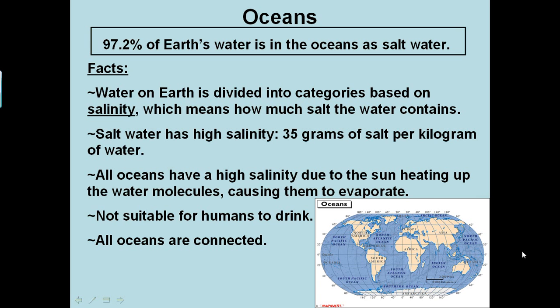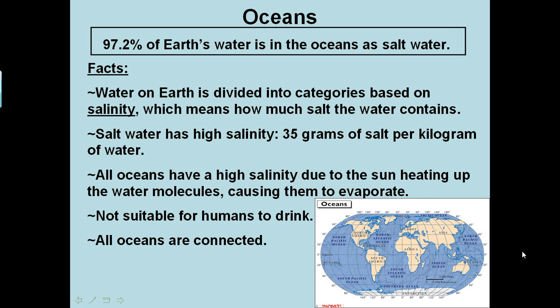If we're talking about the oceans, they are salt water. So that salt water has a high salinity, which means it has 35 grams of salt per kilogram of water. And we will learn more about this in lab this week.